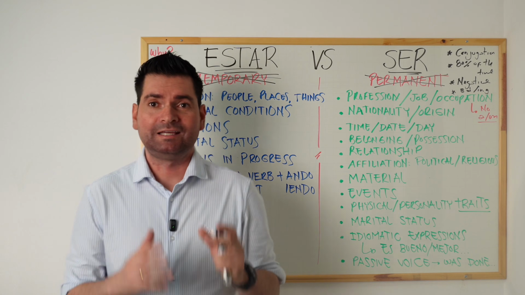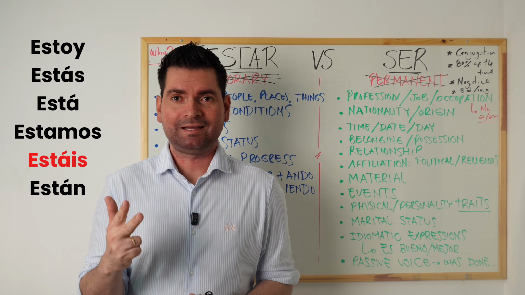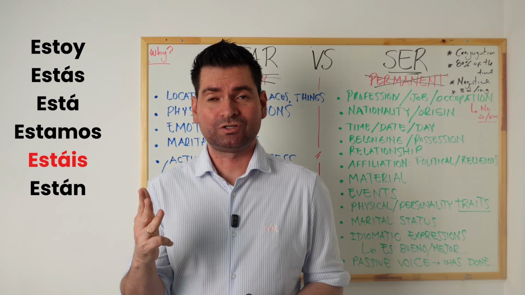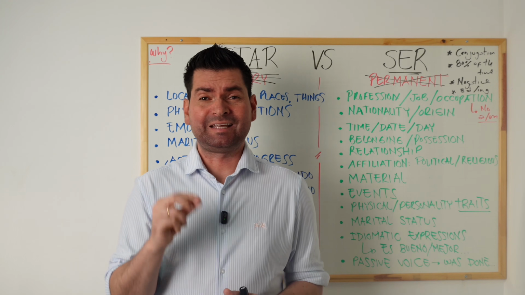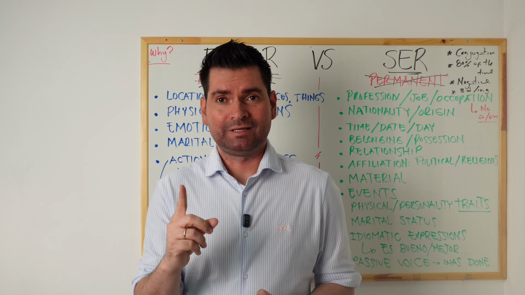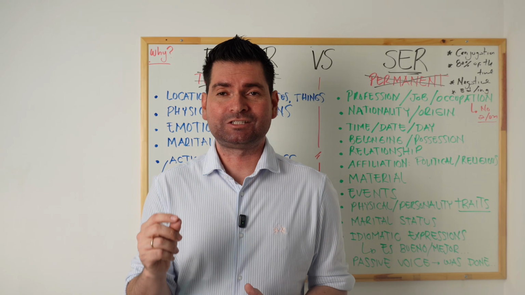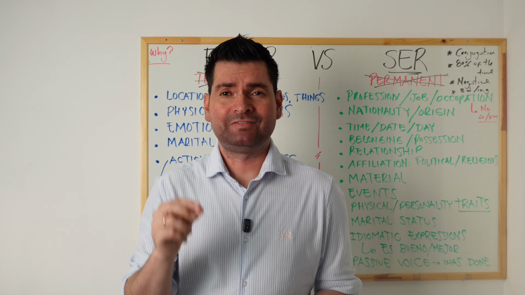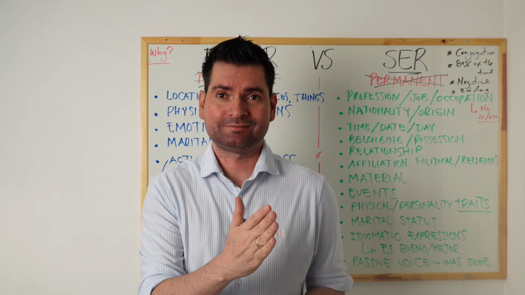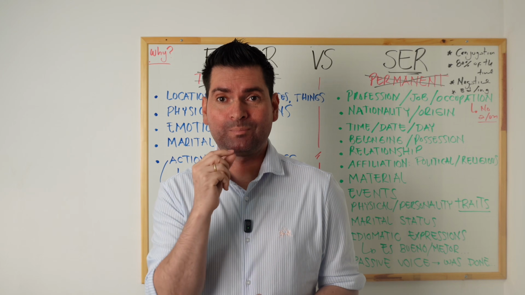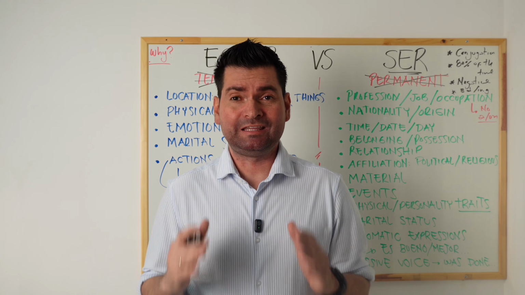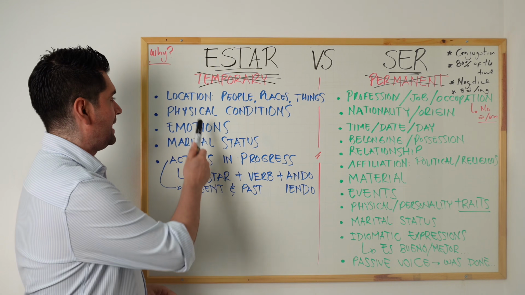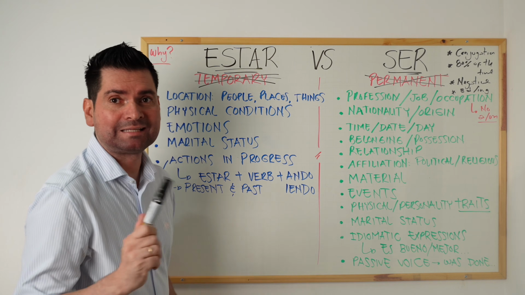For estar is estoy, estás, está, estamos. For people learning Spanish from Spain, estáis, vosotros, and están. Remember that estar is the only verb in the simple present that has the stress in the last syllable. All verbs but estar have the stress in the second to the last. This is a very important insight for pronunciation. Now let's start working on the different uses. We're going to start with estar because estar has half as many uses as ser.